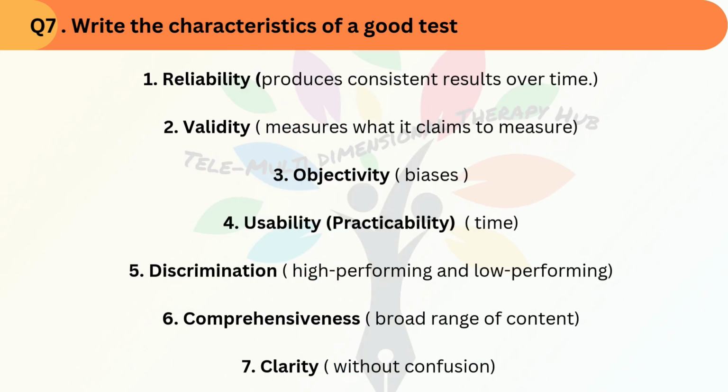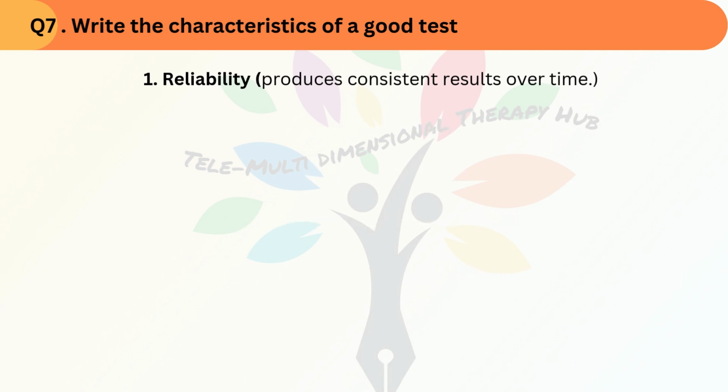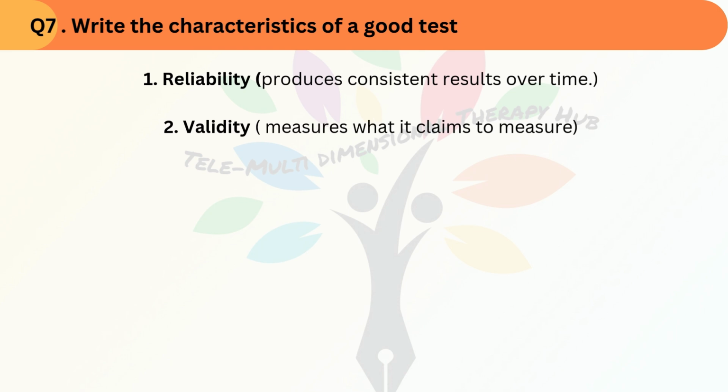Alright, question number 7. Write the characteristics of a good test. So these are some common characteristics. Now let's discuss each one by one. Number 1, reliability. That means the results are the same every time we measure something. So if I do one test and the same test is done by someone else, he or she should get the same. Number 2, validity. That means the test actually measures what it's supposed to measure.